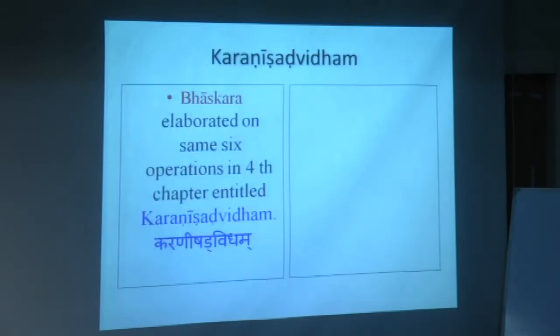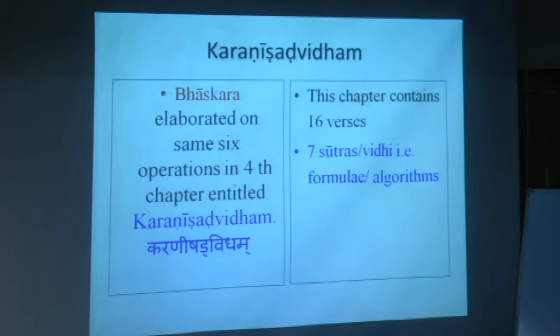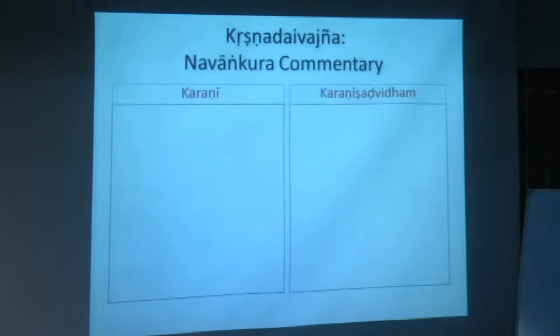Bhaskara elaborated on these 6 operations in chapter number 4 of Bijganita. The title of the chapter is Karanisadvidha. Shad is 6. This chapter contains 16 verses, 7 algorithms, and 9 Uddeshakas, as they are called, or illustrations or examples.